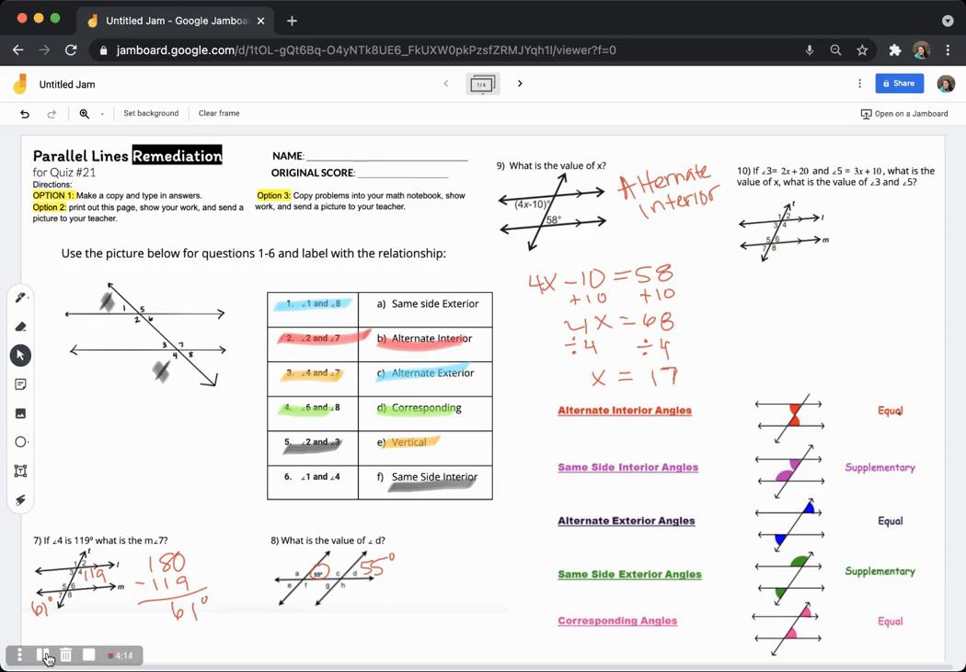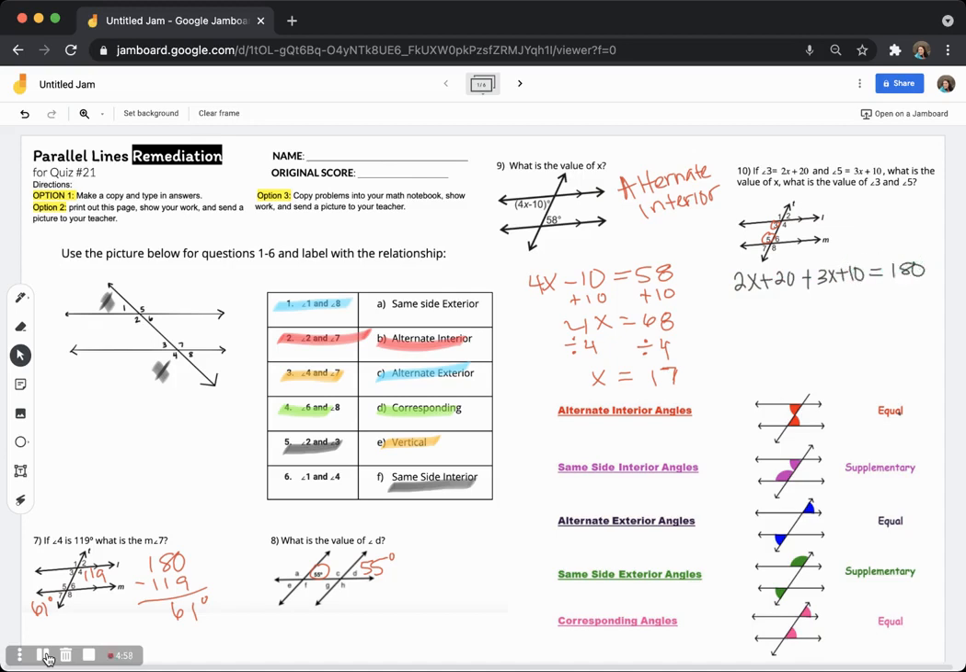All right, number 10 says angle 3 is 2x plus 20 and angle 5 is 3x plus 10. What is the value of x? What is the value of angle 3 and angle 5? All right, so if I look at angle 3 here, and I look at angle 5 here, they're both on the same side, and they are inside the parallel lines. So that makes them same side interior angles. And that tells me that they are supplementary angles, meaning when I add those two angles up, they're going to be equal to 180. So I'm going to say 2x plus 20 plus 3x plus 10 equals 180.